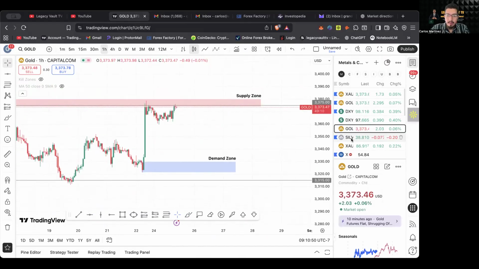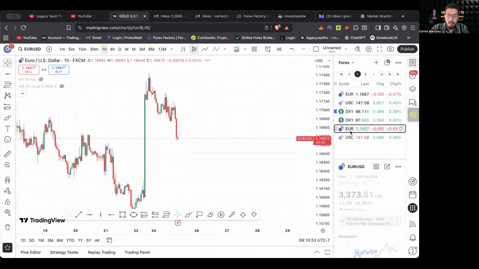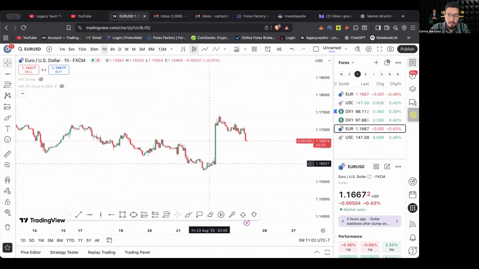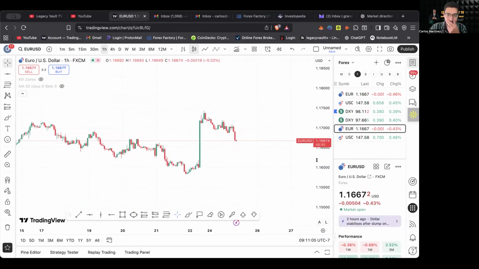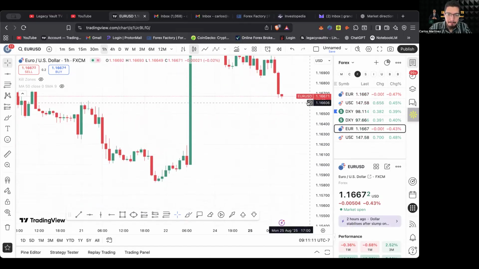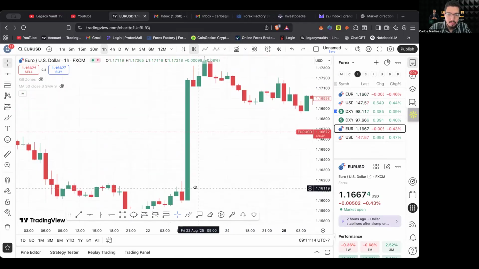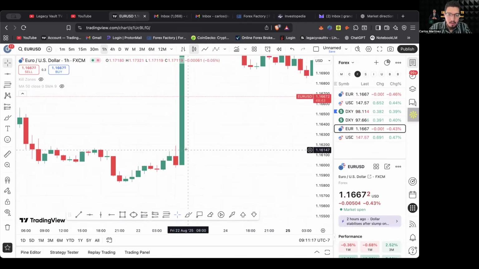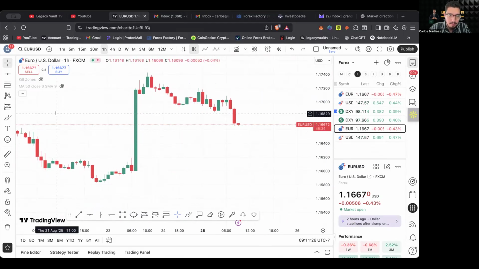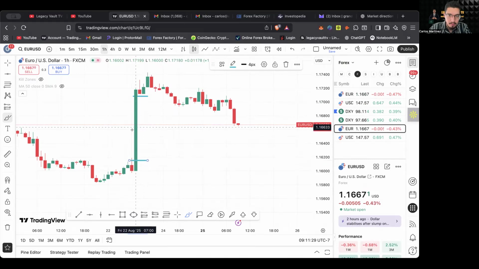Now let's look at other markets. Let's look at Euro USD. Let's look for a demand zone. Now we see here a demand zone. We also see an order block. You see this is an imbalance. This bullish candle is an imbalance candle because it left a gap. See, it left a gap here and price is coming down to fill this gap.